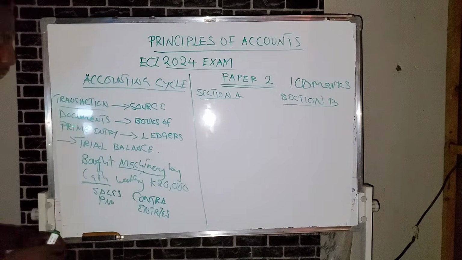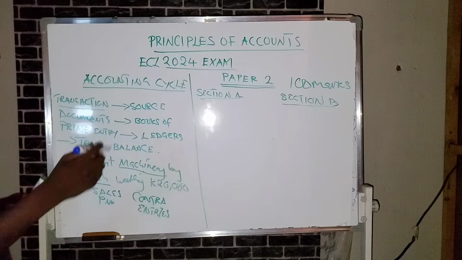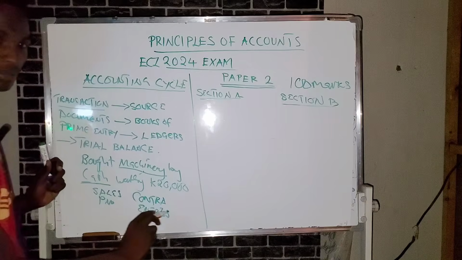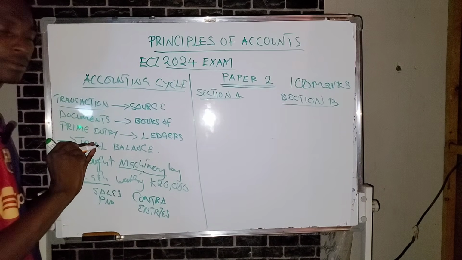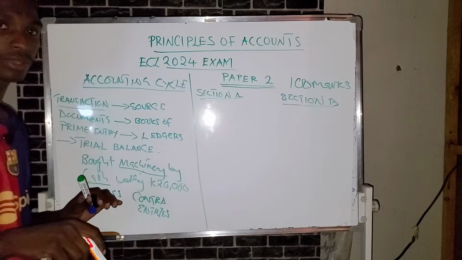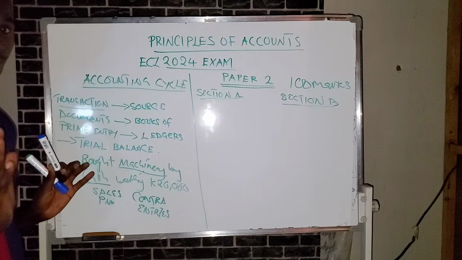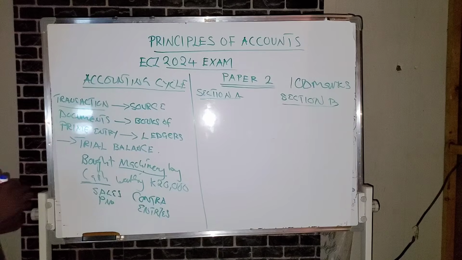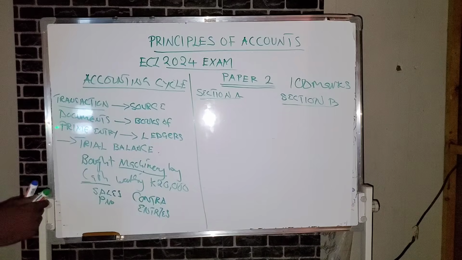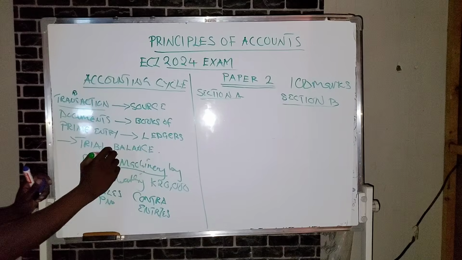Now, listen very carefully. Like I said, you should know the source document. Source document for a sales day book, source document for purchases day book, source document for cash book, source document for purchases returns day book, source document for sales returns day book, source document for petty cash. You should know those. Now, listen. Since this is the accounting cycle, you should know how a transaction goes from the transaction here up to the trial balance.